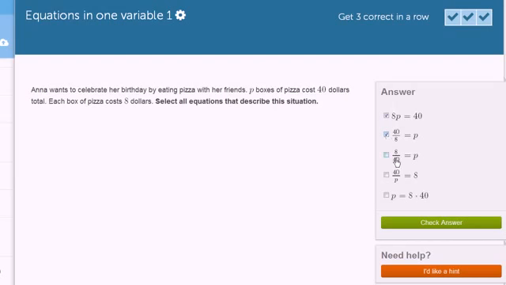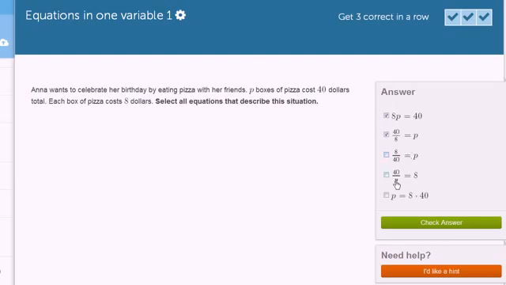Now let's think about this right over here. 8 divided by 40 is equal to P. Well, this is not consistent either with this statement or with some of the other things that we checked. On the left-hand side, we're taking the reciprocal, and on the right-hand side, we aren't. So these two things cannot be equivalent.